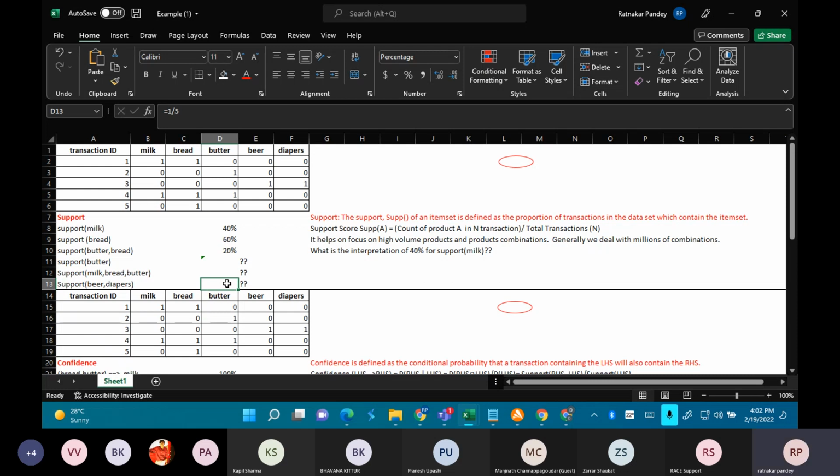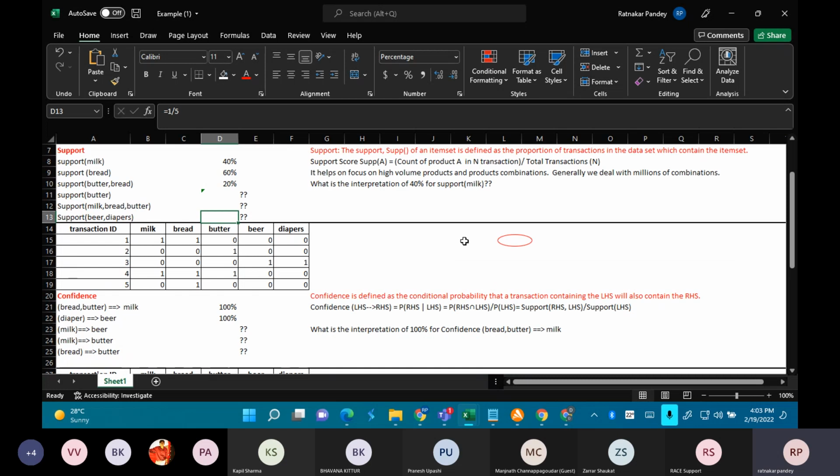I hope this makes sense, everyone, that we have to focus on the volume products. We're not focusing on every single product out there. So when we're building rules, there should be some significant volume of that, right? So that's the support. Now let's talk about the confidence.